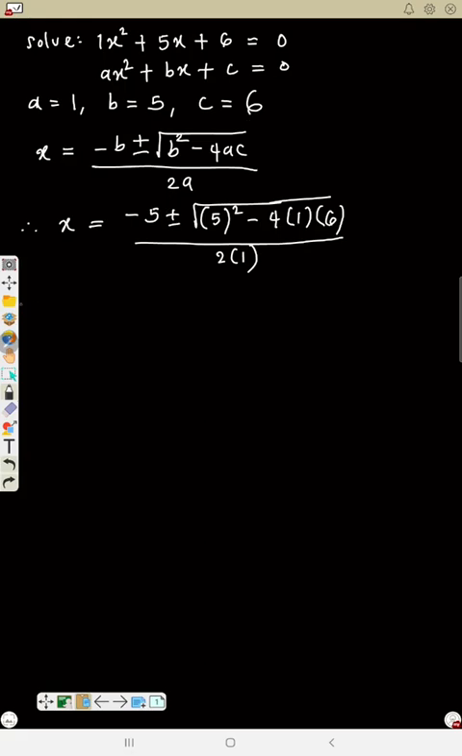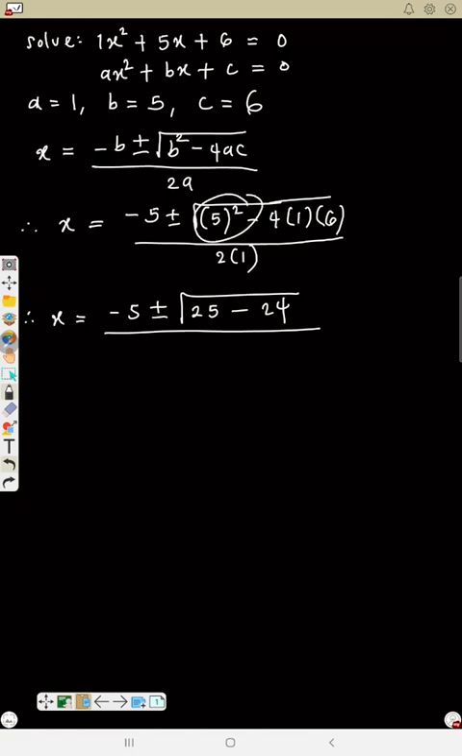Now press your calculator. S is equals to minus 5 plus or minus square root of 5 squared, that is 25, minus 24. That is 4 times 1, 4 times 6, 24. Meaning 5 square is 25, then 4 times 1, 4 times 6, 24. So that's how you do it. So multiply everything over 2. That is 2 times 1, 2.